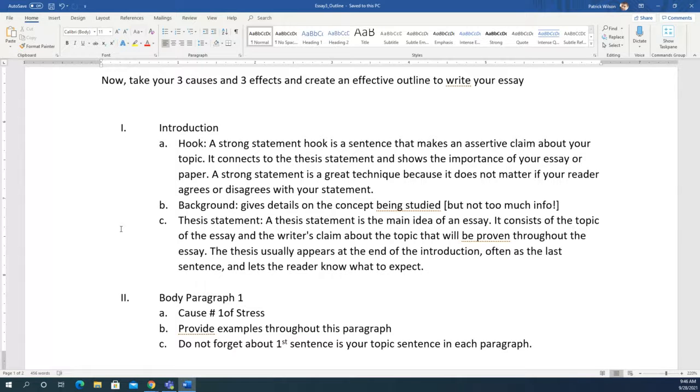And that might be why your grade is suffering too, because you're not really giving me a decent thesis statement. If you look here at C, that's sort of the whole enchilada of not only your paper, but this particular paragraph. The last sentence of your introduction paragraph has to be your thesis statement. Your thesis statement is the main idea of the entire essay. It consists of the topic of the essay and the writer's claim about the topic that will be proven throughout the essay. This thesis usually appears at the end of the introduction, often as the last sentence, and lets the reader know what to expect. If you don't have a thesis statement, your essay is pretty much dead in the water before you even reach the first body paragraph, because you're not giving me any kind of main idea or a reason to keep writing.